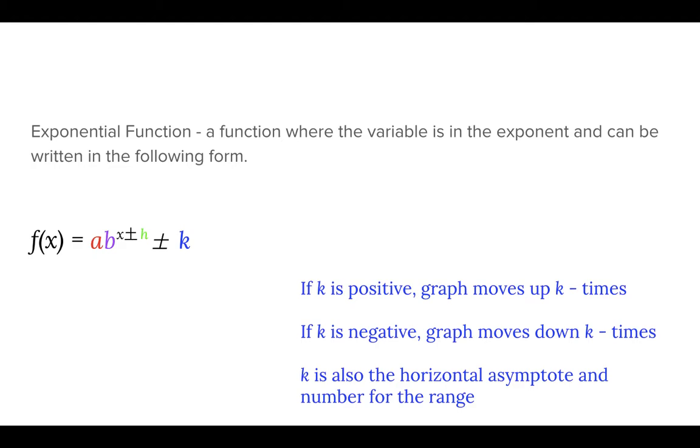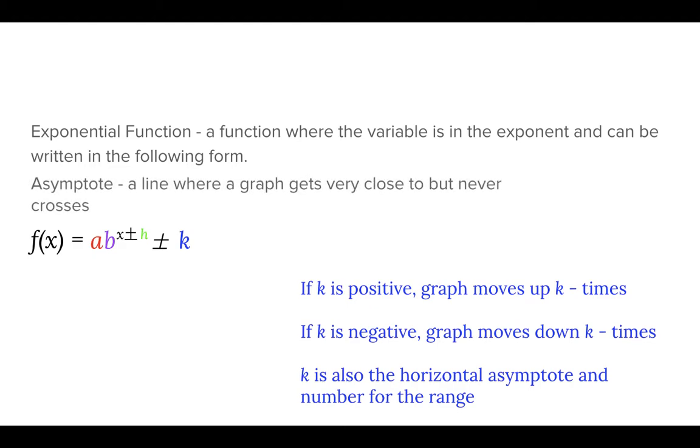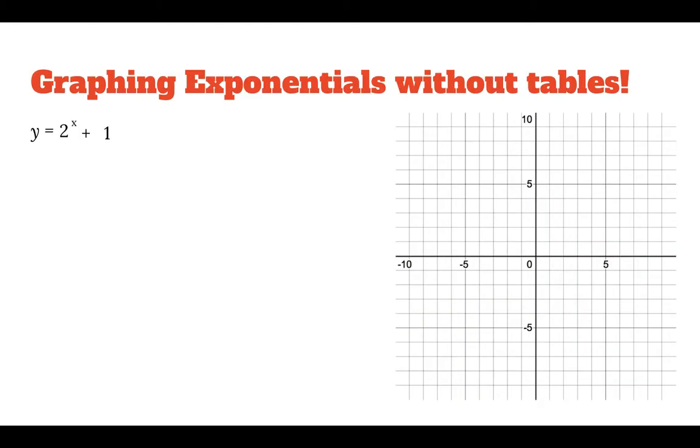One thing that is new, k is also going to be known as our horizontal asymptote and the number for the range. Now you may be wondering, what is a horizontal asymptote? An asymptote in general is a line that the graph gets extremely close to, but it's never going to cross it. So now let's use all that information and graph an example.